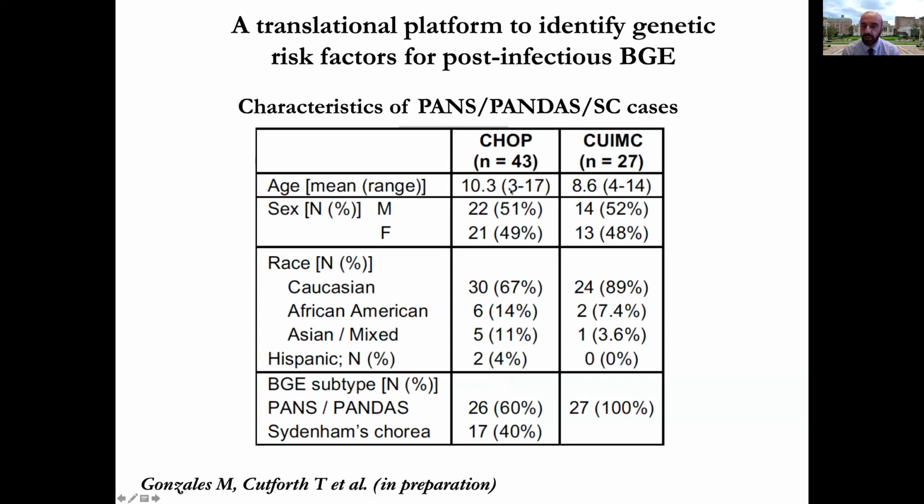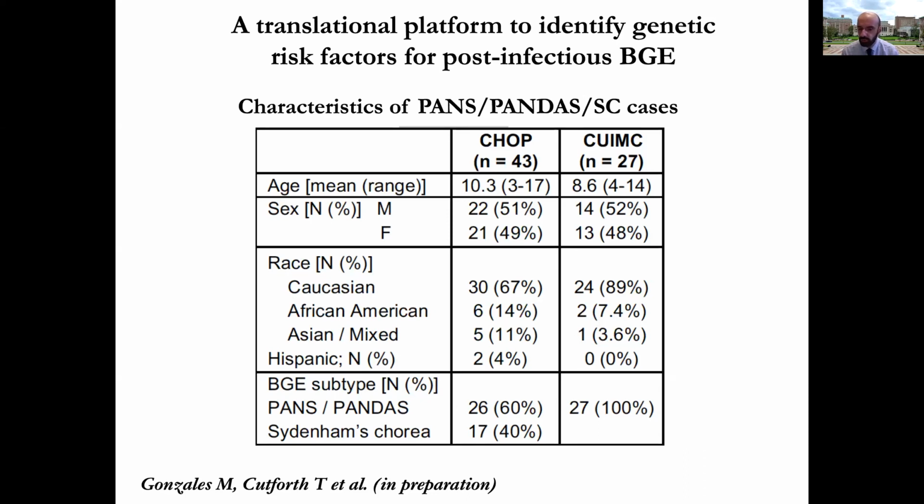So this is the description of the cohort. As I said, we have about 43 cases from CHOP and 27 cases from Columbia. The cases from CHOP were collected retrospectively from the electronic medical records, where these were identified cases of PANDAS or PANS, even though there was no code there. And then the prospective cases were collected here at Columbia. And this is the distribution by age, by sex, and by race.